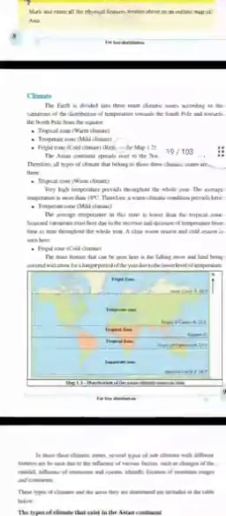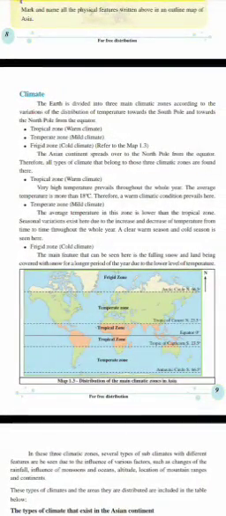And next we are going to talk about climate. There are three main climates: tropical zone, temperate zone, and frigid zone. Tropical zone. So now let's define what the tropical zone is.